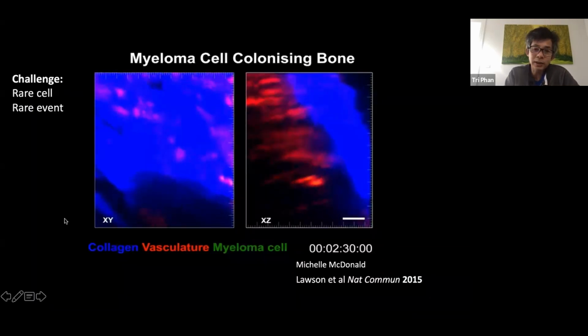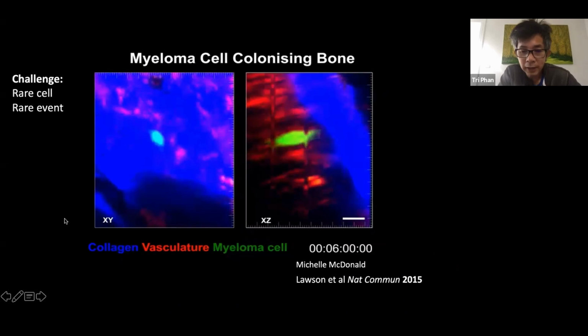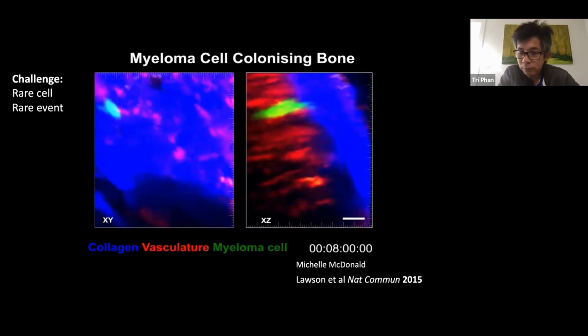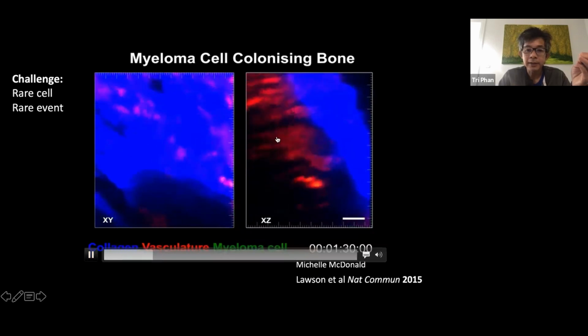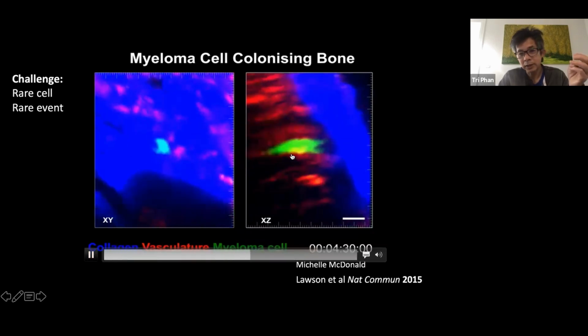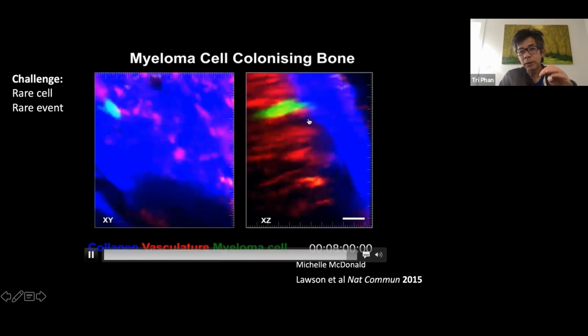Okay, so what does it look like? So this is the first iteration. This is from 6 years ago now, where Michelle McDonald took on this rather heroic task of trying to capture a cancer cell, in this case, a multiple myeloma cell, which is labeled green, arriving in the bone and then colonizing this endosteal bone surface.